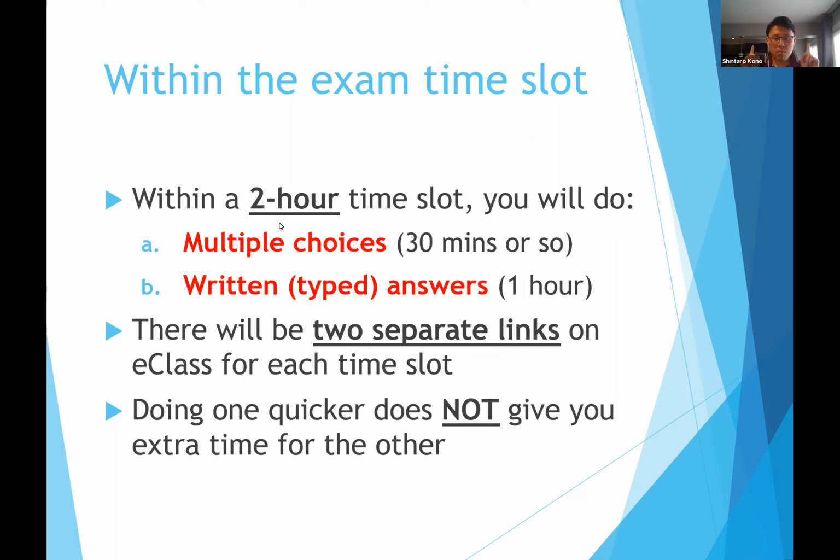Now, a bit of a warning here is that if you finish one section quicker, let's say you finish your multiple choice within 20 minutes, that's not going to give an extra, let's say, 10 minutes to your written part. So that's a little bit of a tricky part because of the online nature, right? So if you have extra time, what you've got to do is double check. If you do double check, you want to do a proper triple check, right? Maximize it, use the time efficiently and effectively.